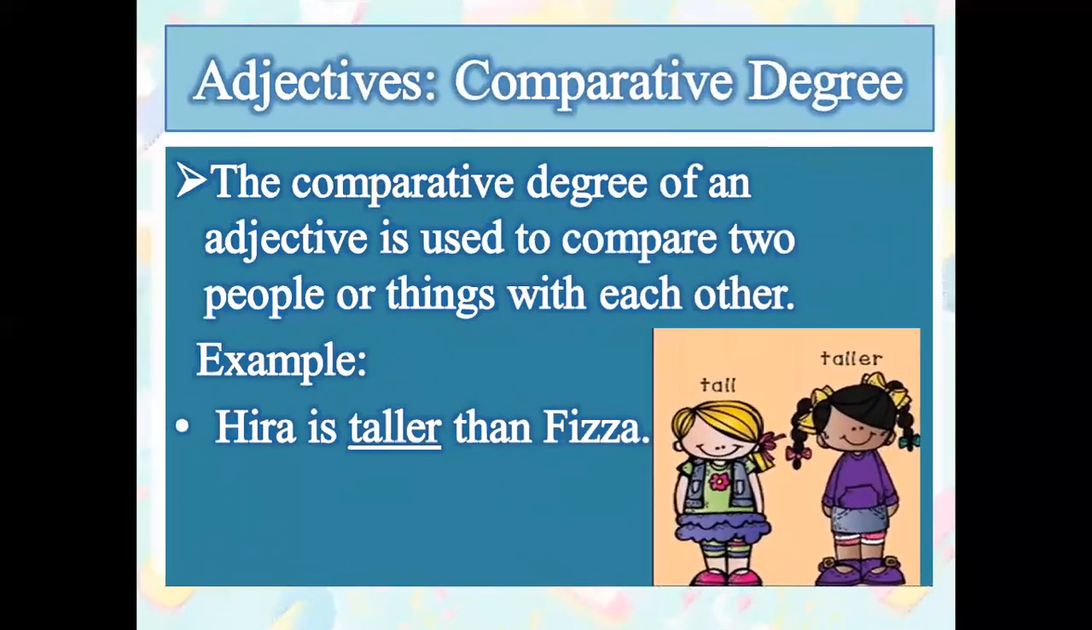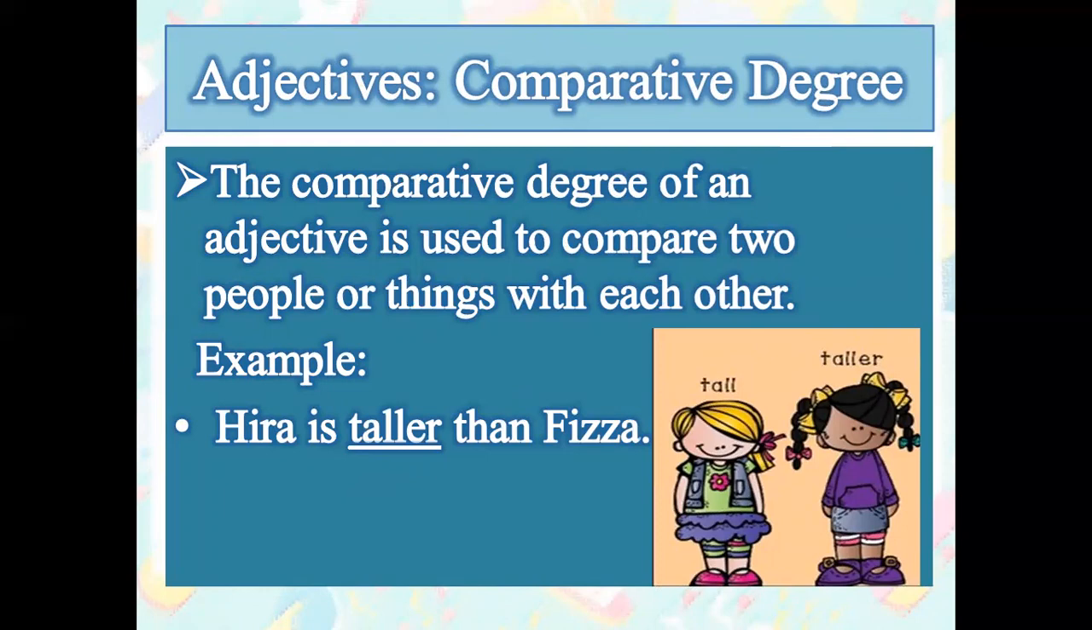Now let's see the comparative degree of an adjective, which says that the comparative degree of an adjective is used to compare two people or things with each other. Example, Hira is taller than Fiza. So students, we can see that here we are comparing the two girls with their heights. Fiza is tall, but Hira is taller than Fiza, right?